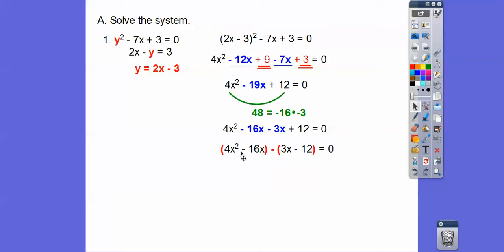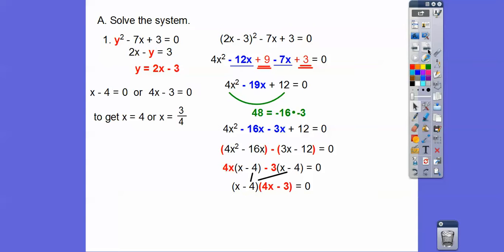I can pull a 4x out of both of those guys. I can pull a 3 out of both of those guys. So when we do that, then we're left in each of them with an x minus 4. And since they both have an x minus 4, we can GCF that out, and we're left with the red stuff that it was attached to. Now we got the zero product property. This factor equals 0, or this factor equals 0. So we get x equals 4 or x equals 3/4 on that.